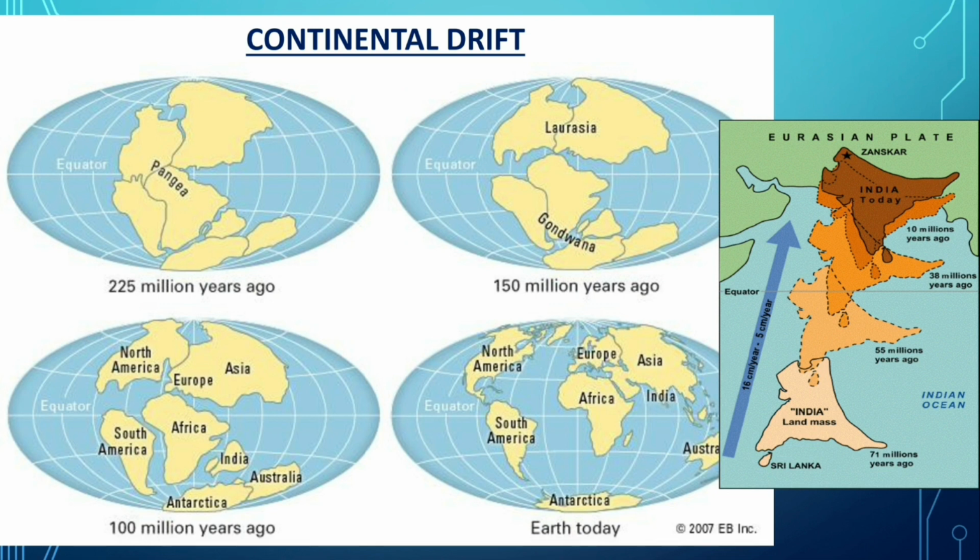Then again it started drifting away. That was known as the continental drift. Slowly it moved, and finally India's southern part collided with Asia, and there formed the youngest folded mountains called Himalayas.